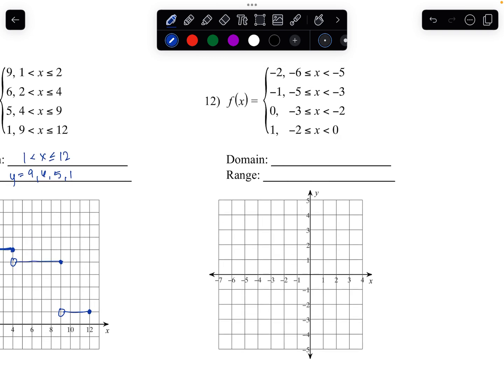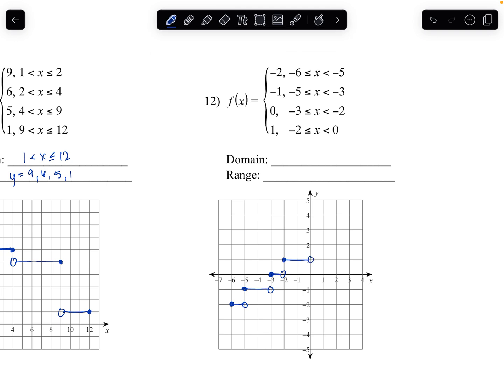Okay, here, so we're going to be from -6 to -5. We're going to be at -2. So closed circle here, open circle here. Then we're going to be at -1. That's going to be closed circle here, and that's going to go until -3. And then we're going to be at 0 from -3 to -2. And then we're going to be at 1 from -2 to 0.